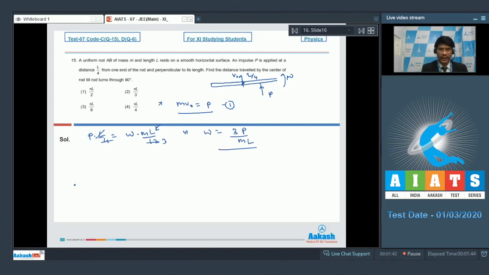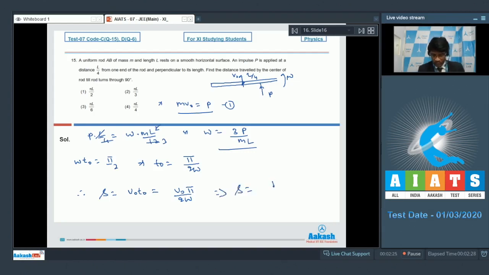For the next stage of calculation, it's been said that distance traveled by the center of rod till it turns through 90 degrees. So omega times t naught must be equal to pi by 2, or t naught will be pi by 2 omega. So the distance traveled by the center, s, is equal to v naught into t naught. So it will be v naught divided by 2 omega into pi. Here we have this value of v naught and omega. We shall have this distance s equal to v naught, which was p divided by m, into pi here into 2, and the value of omega that we found was 3p divided by m and l. So this m will cancel out, this p will cancel out, and we are getting the value of s to be equal to pi l divided by 6.